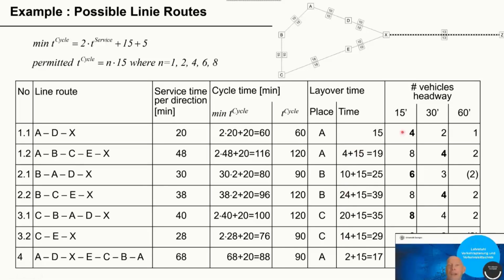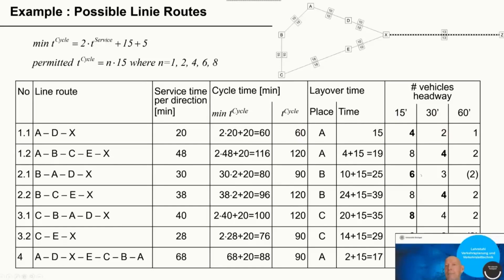Looking at my timetable, my cycle time here, and a headway, I can compute the number of vehicles. So if I have a cycle time of 60 minutes and a headway of 15 minutes, I get 4 vehicles. If I have a cycle time of 60 and a 30-minute headway, I need 2 vehicles, and so on. So for any combination of headways, I can compute the number of vehicles I need.